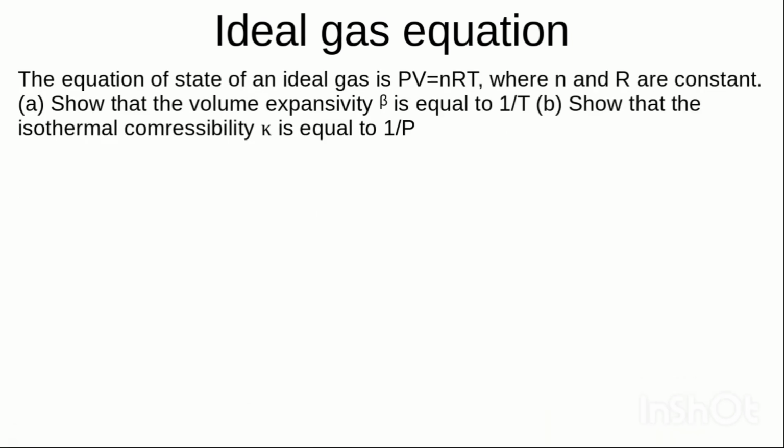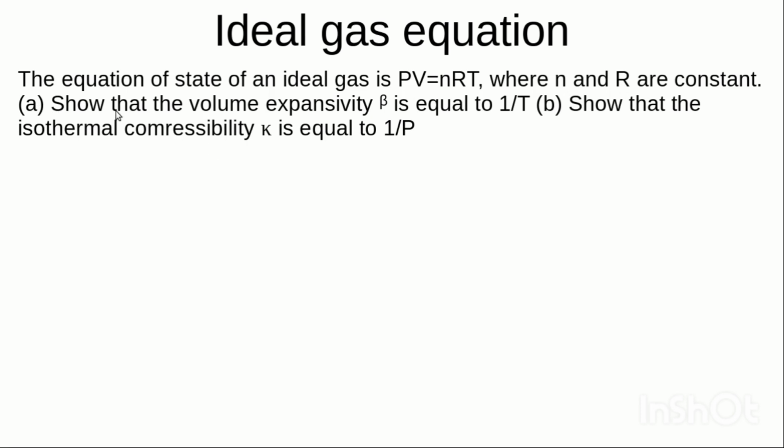In this video, we are going to be solving a problem under ideal gas. So we are given a problem of this form. The equation of state of an ideal gas is given as PV equals nRT, where n and R are constants. Our n here is the number of moles, and our R here is the gas constant.